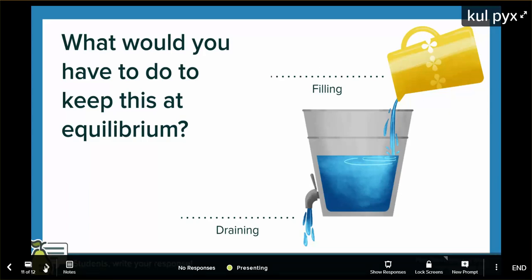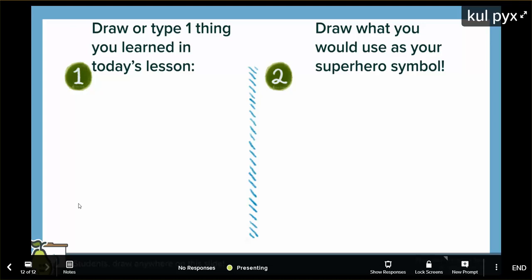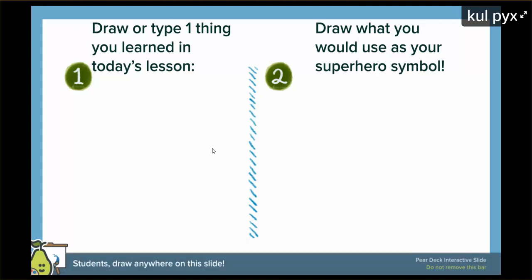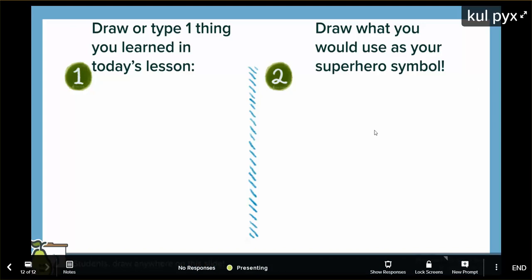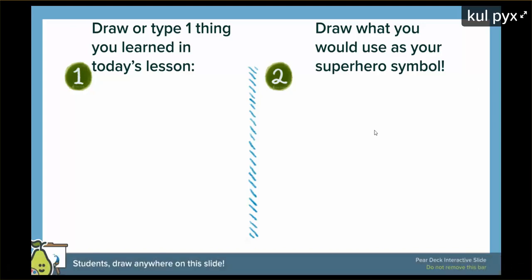Okay, moving on to number 12. Hopefully you guys can tell me, by drawing or typing, one thing you've learned in today's lesson. And number 2, draw what you would use as your superhero symbol. If you're having trouble with part number 2, you gotta think, what's your superhero name? And kind of use that name to help design your icon.